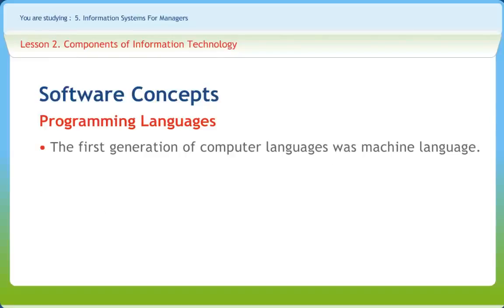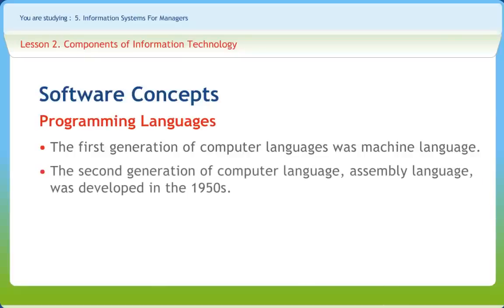Machine language was very difficult to use, time-consuming, filled with errors, and limited a programmer's creativity. Programs in machine language consist of instructions coded in zeros and ones. Thus, the alphabets of machine language are zeros and ones. The second generation of computer language, assembly language, was developed in the 1950s and reduced the complexity of program authoring by using symbols instead of zeros and ones.